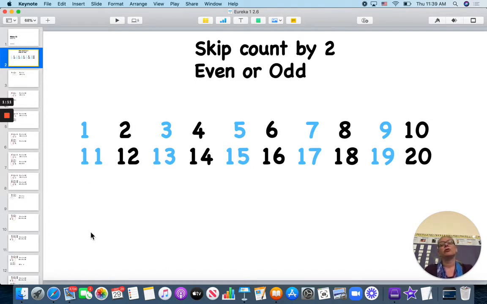Are you ready? 1, 2, 3, 4, 5, 6, 7, 8, 9, 10, 11, 12, 13, 14, 15, 16, 17, 18, 20. Remember, our 2s, 4s, 6, 8, 10, and our numbers that end that way are our even numbers. And the numbers that end with a 1, 3, 5, 7, or 9, those are our odd numbers. On with our lesson.